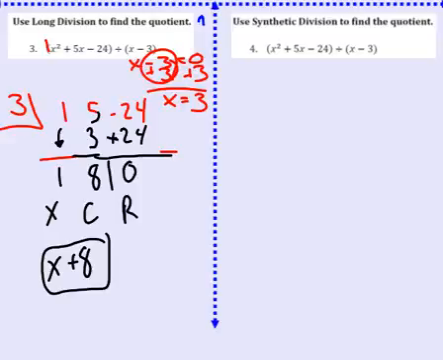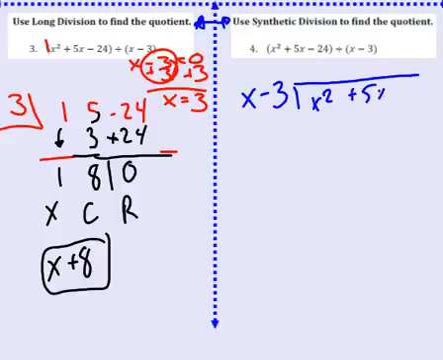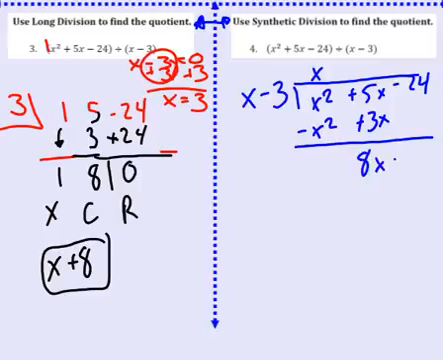Now, what I was going to do is show you the two differences between synthetic and long division. If we did the long division still, we would have had x squared plus 5x minus 24, right? To make that look like that, it's x squared minus 3x. You're subtracting, and subtracting a negative is adding. You'd have 8x minus 24, so then it'd be a positive 8. And then you'd have 8x minus 24.